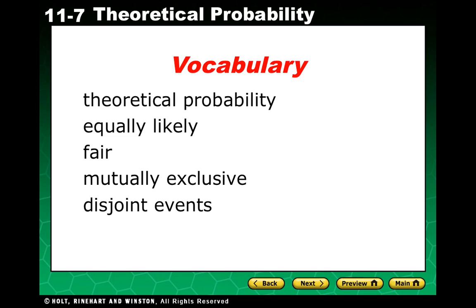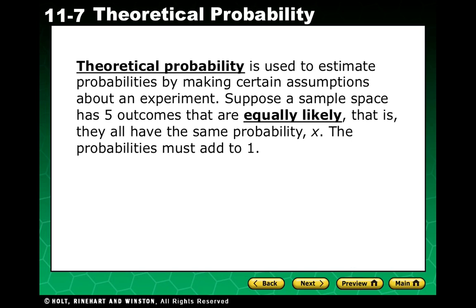Right, so we're going to be talking about theoretical probability, something that's equally likely, fair, mutually exclusive, and disjoint events. Theoretical probability is used to estimate the possibilities by making certain assumptions about an experiment. It's different from experimental probability, where trials were being done. Here we estimate: if you were to do this, what would the probability be? It uses a similar formula though, so there is not a new formula to memorize.